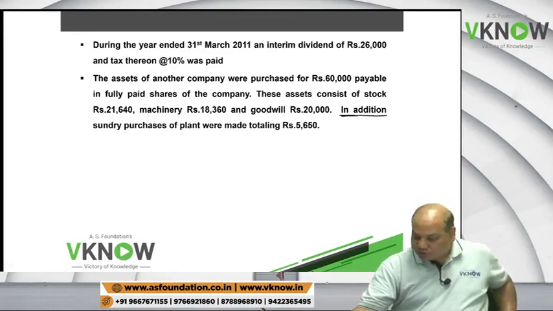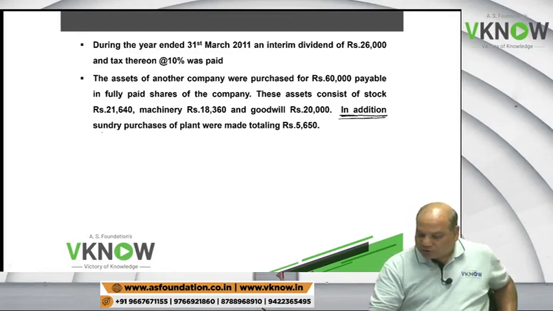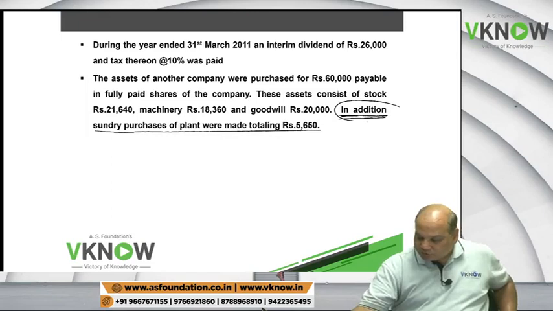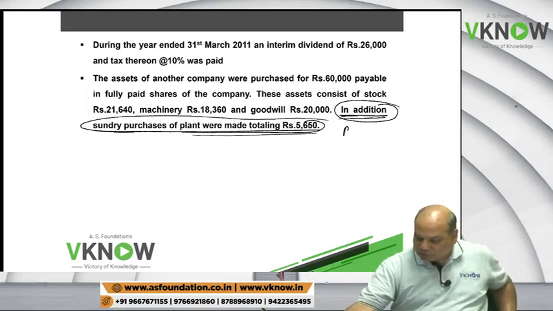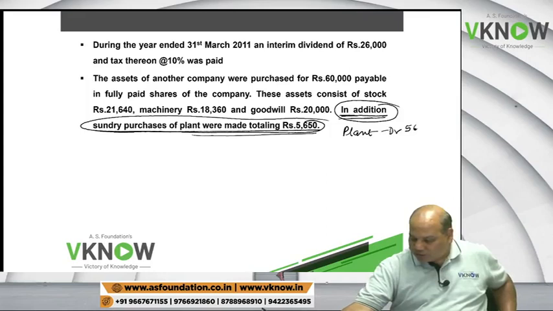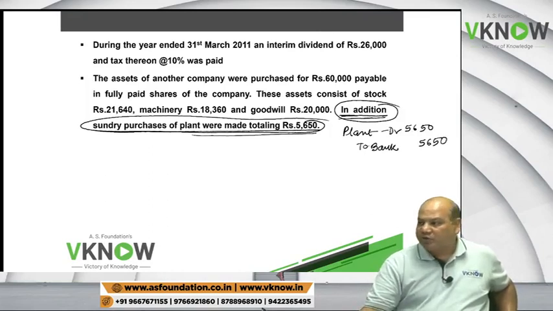On the screen once again, good student will continuously pay attention. There is one more adjustment. In addition, sundry purchase of plant were made. This is a cash transaction. Sundry purchase of plant were made 5,650. The entry would be, write down somewhere nearby, plant account debit to bank. This is a separate entry, a separate purchase of plant from the market. Plant account debit to bank account 5,650.